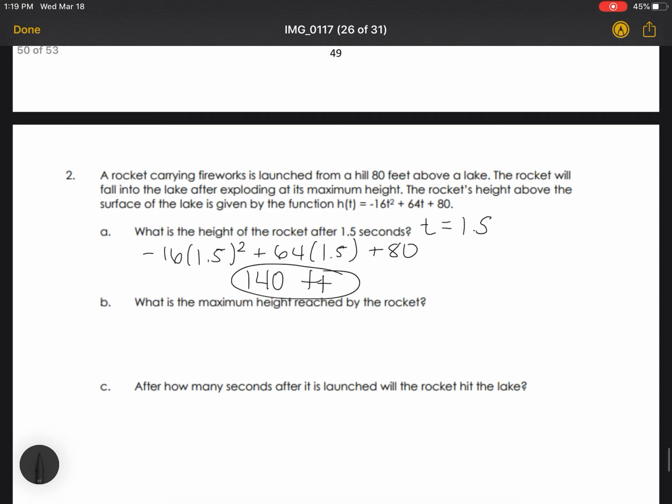What's the maximum height reached by the rocket? Again, this is something you'll find in your calculator using that second trace maximum function. It is at 144 feet. After how many seconds after it's launched will the rocket hit the lake? You're looking again for where it's going to hit that x-axis, or again looking into your table to see where the y value is going to be 0, where its height is 0. It's going to be after 5 seconds.